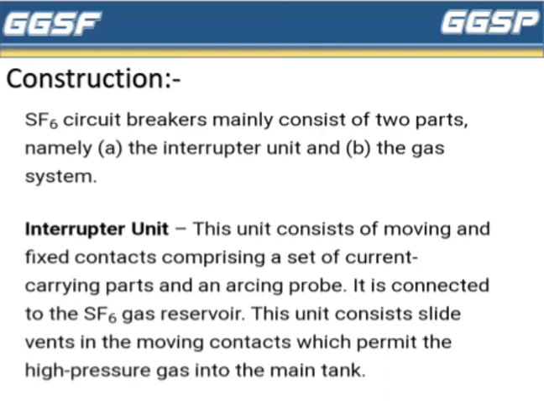Construction of SF6 circuit breaker. SF6 circuit breaker mainly consists of two parts. First one is the interrupter unit and second is the gas system. The interrupter unit consists of moving and fixed contacts comprising a set of current carrying parts and an arcing probe. It is connected to the SF6 gas reservoir. This unit consists of slide vents in the moving contact which permit the high pressure gas into the main tank.